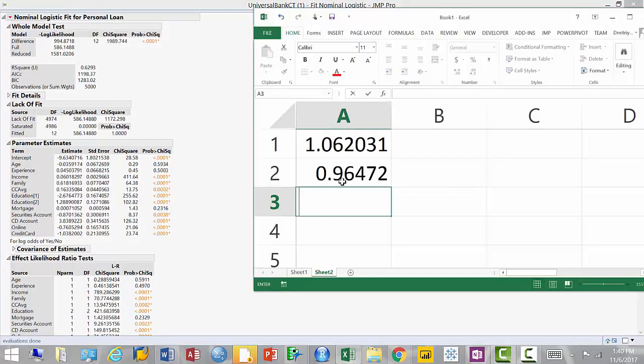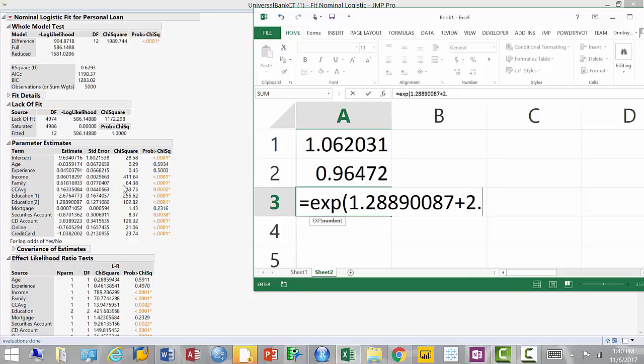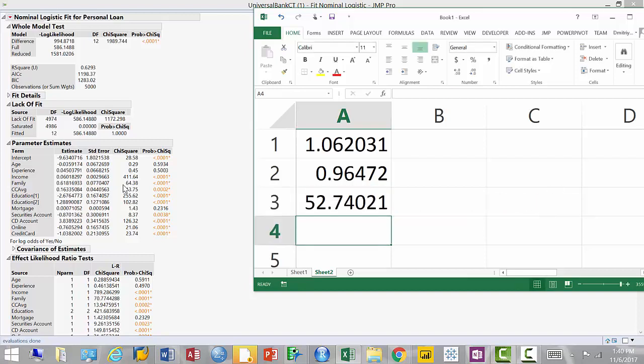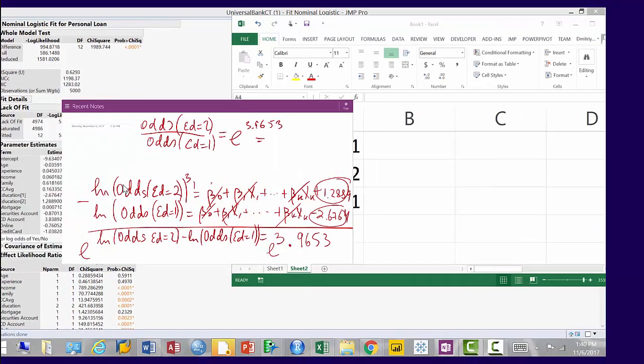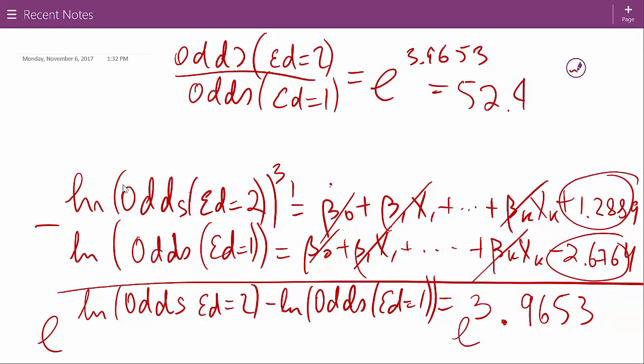So here I'm going to do the precise thing, right? Exponentiation of, where was that? Yeah, here. 1.28890087 plus, right? Minus this slope, but this slope is negative, right? So plus 2.6763. Kaboom. 52.74. Okay? So the ratio is 52.74.